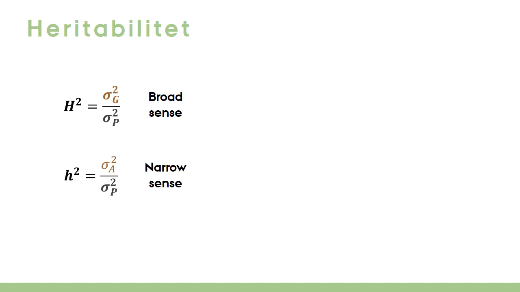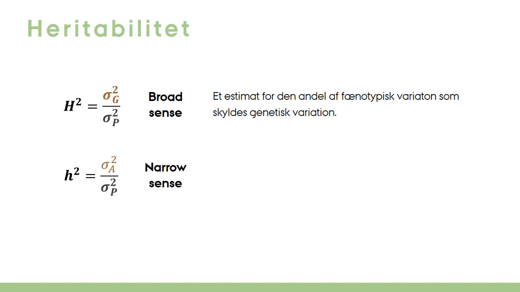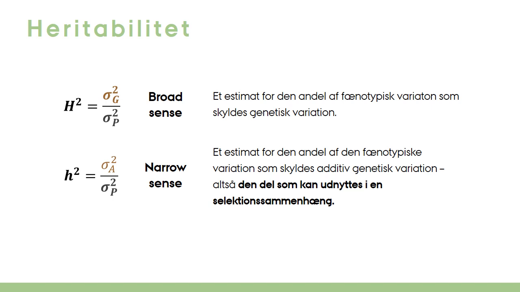So how in words can we interpret the broad sense heritability? Broad sense heritability is just the total genetic variation inside the phenotypic variation. So all the variation we see in our phenotype that can be explained by genetics. When we look at the narrow sense heritability, that is the part of the phenotype that is explained by the additive genetic variation. And this is the part that we can use when we select for animals.